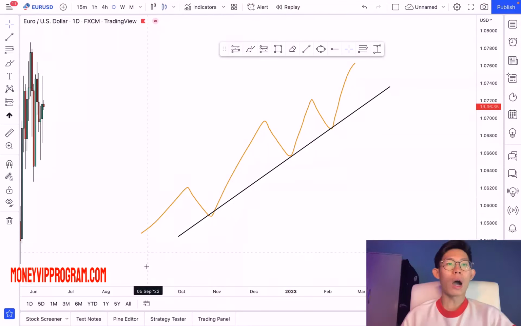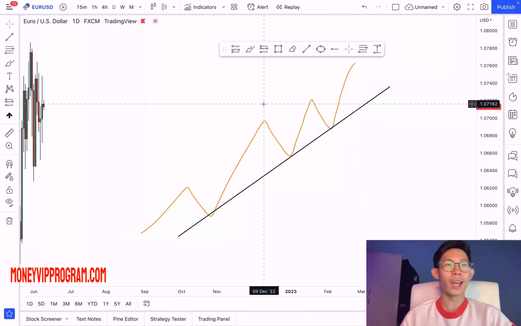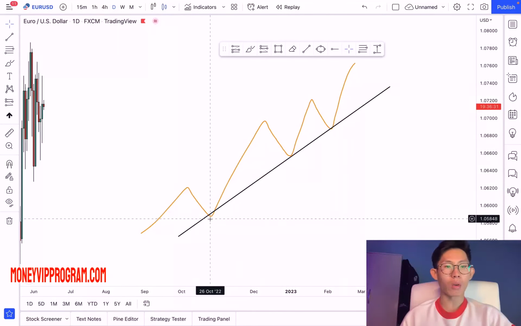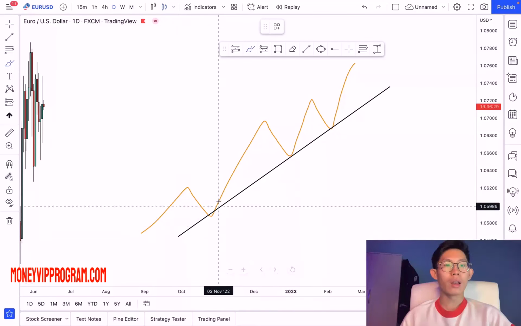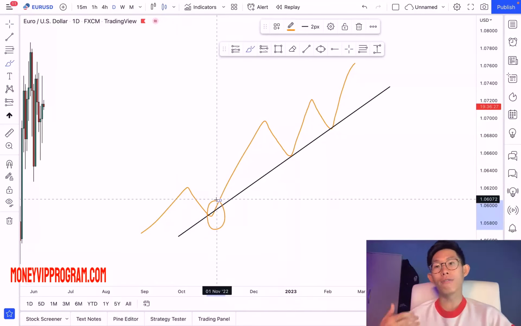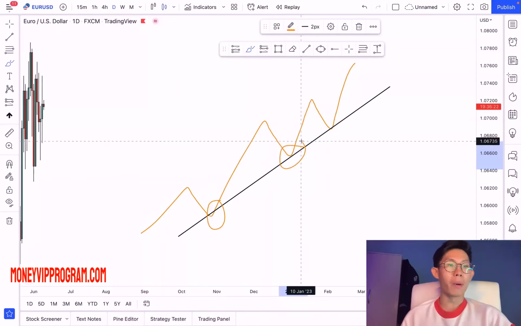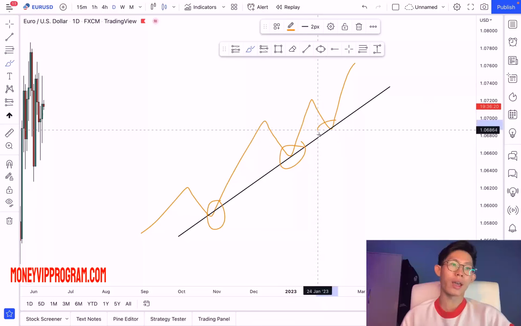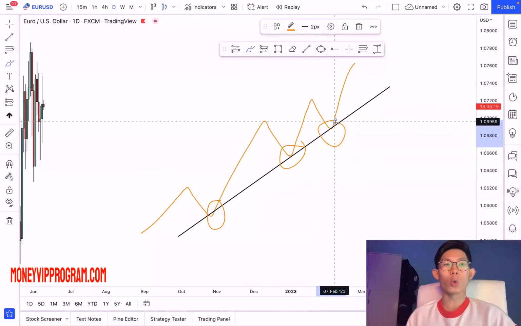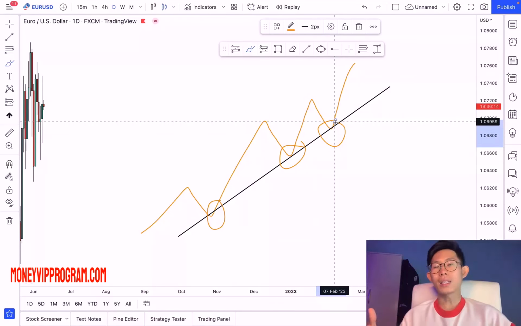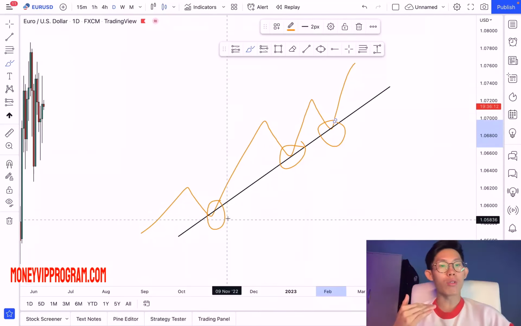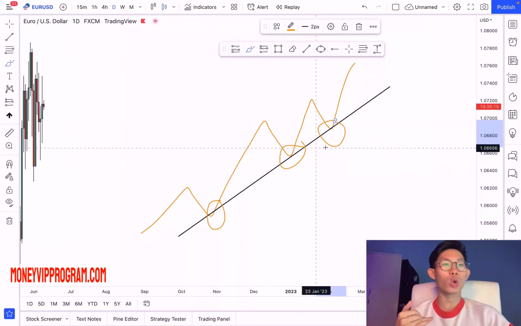So basically, how we trade using the trend line is that whenever price comes back down and bounces off the trend line, like it did right here, enter for a buy. And then next time price comes back down to this trend line, enter for a buy. And then next time price comes back to this trend line, enter for a buy. So that is how we trade the trend line. Basically, whenever price bounces off the trend line, we should be looking to buy.